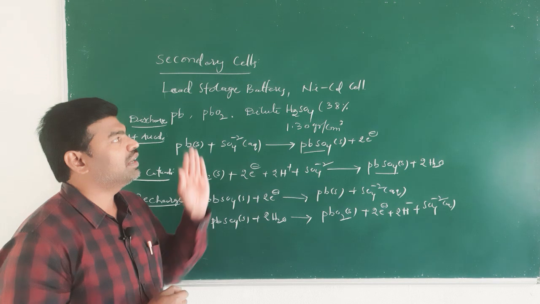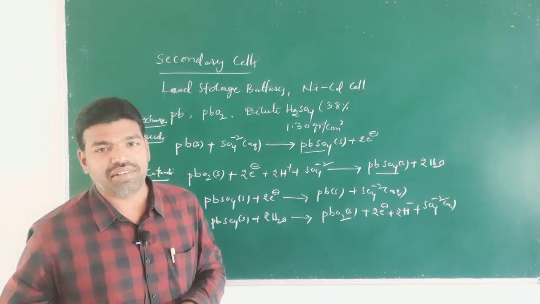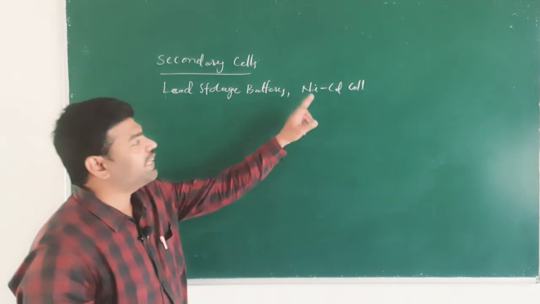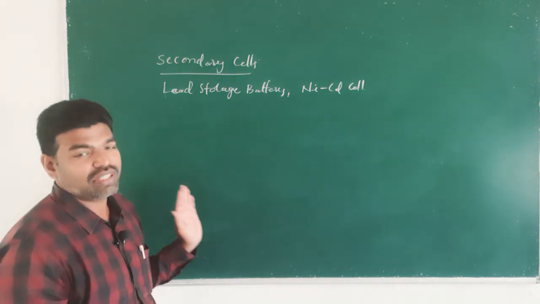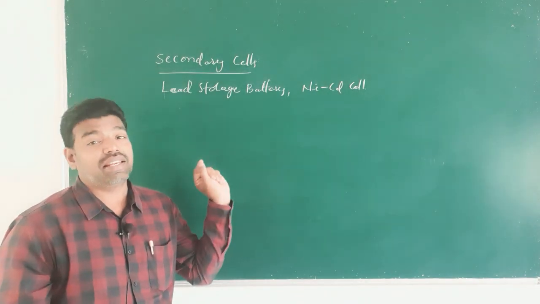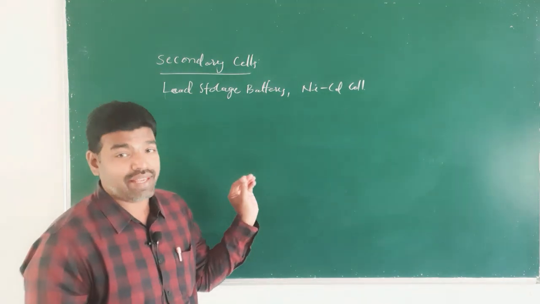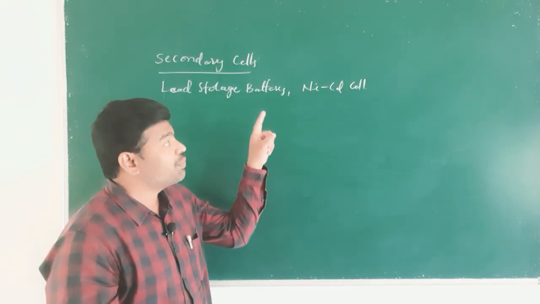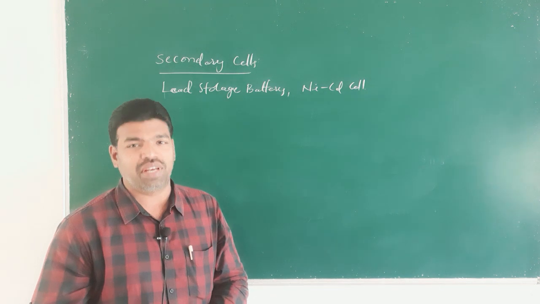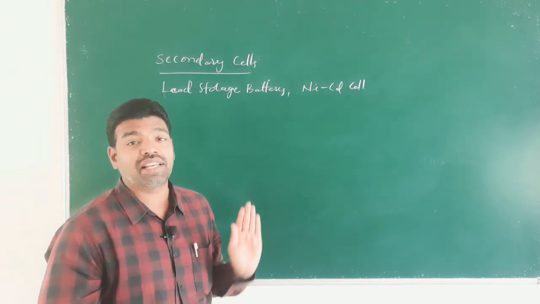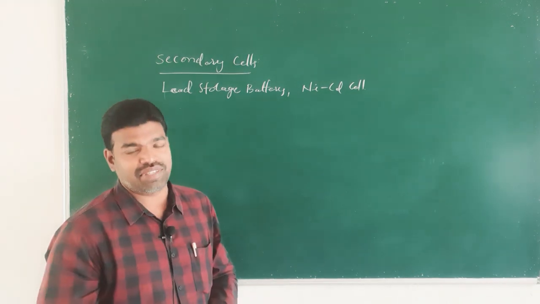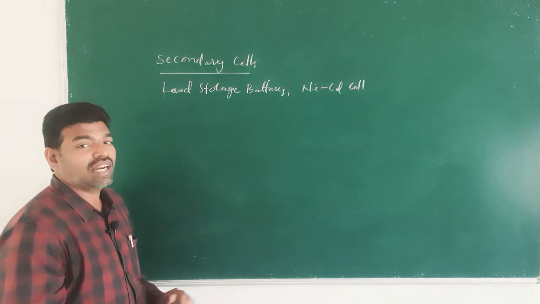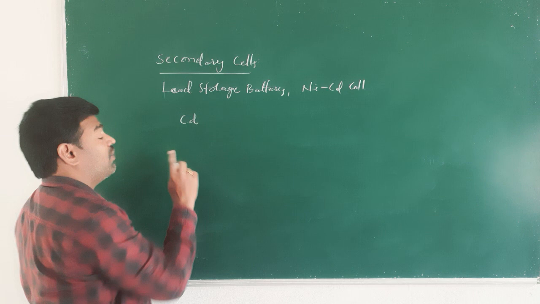Another example for secondary cells is the nickel cadmium cell. This is also a rechargeable cell, but it is called a cell, not a battery, because a single cell is used, and it is more popularly used in calculators. The batteries that we use in calculators are nickel cadmium cells, right?